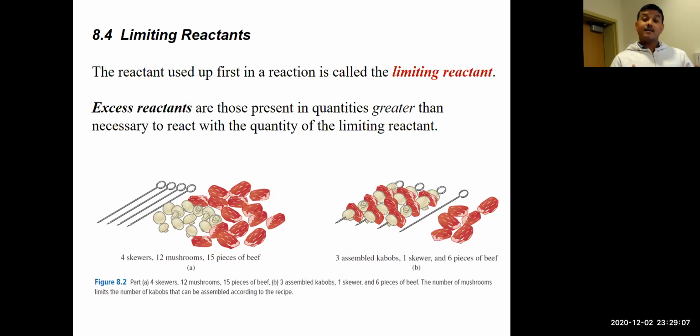So here the mushrooms are your limiting reactants and the meat is the excess reactant. And in a chemical reaction, you always have one a limiting reactant and one an excess reactant, unless you have perfectly taken exactly equal quantities. Okay, but we wouldn't do that. That would make it easy, right?